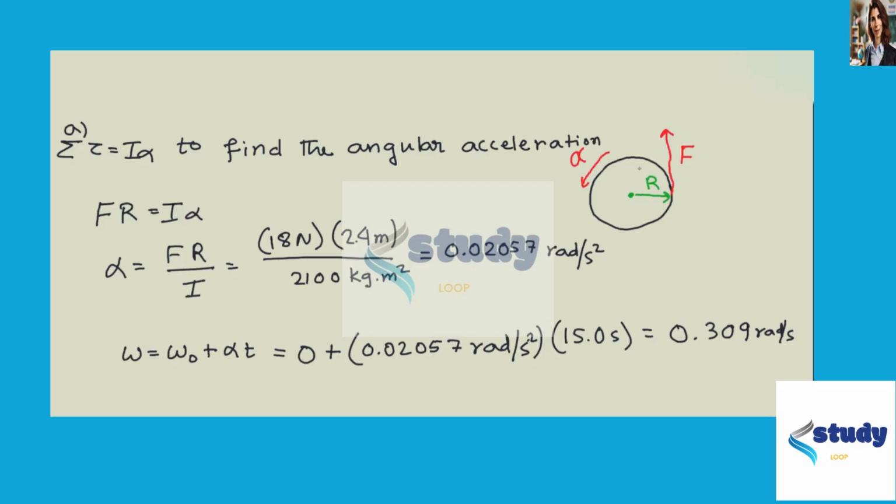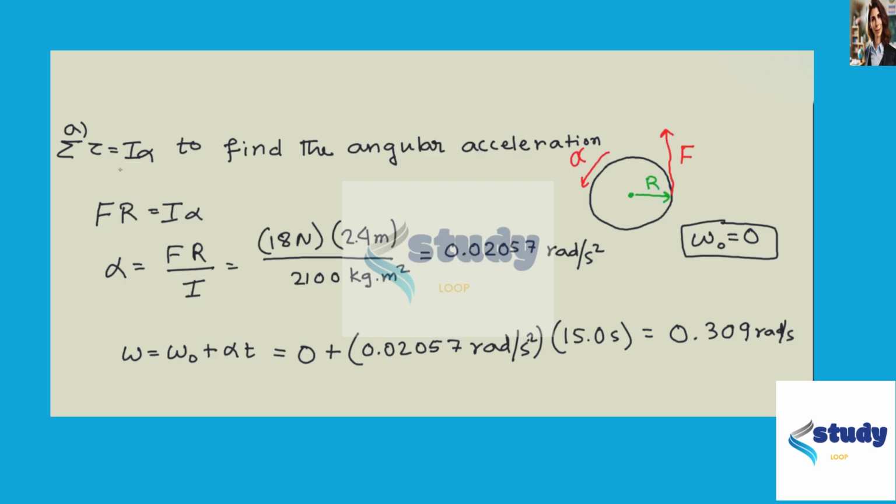We know that initially the merry-go-round is at rest, so the initial angular velocity, which we call omega naught, is 0. And we have to calculate the final angular velocity from this problem.